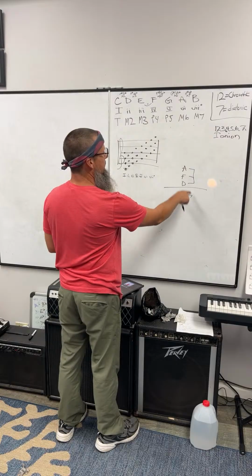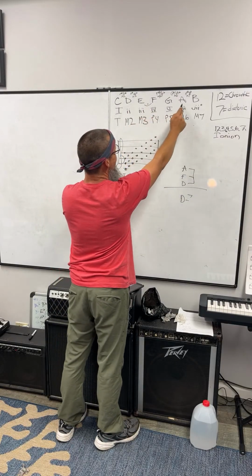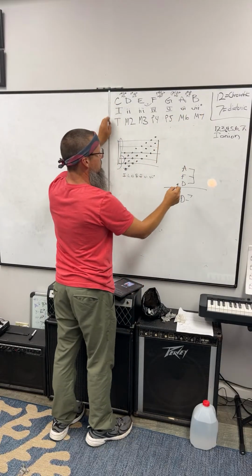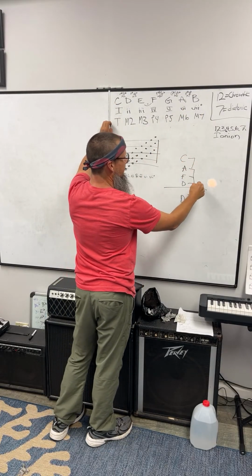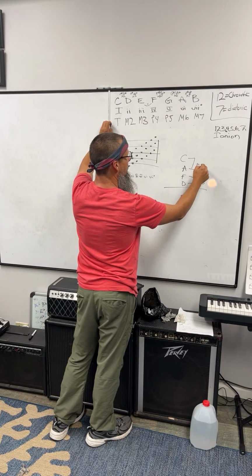So if we wanted to make this a D minor 7, we would play D to F, F to A, and then we would need to add one more note. We would add the C. Stacking these, minor third, major third, minor third.